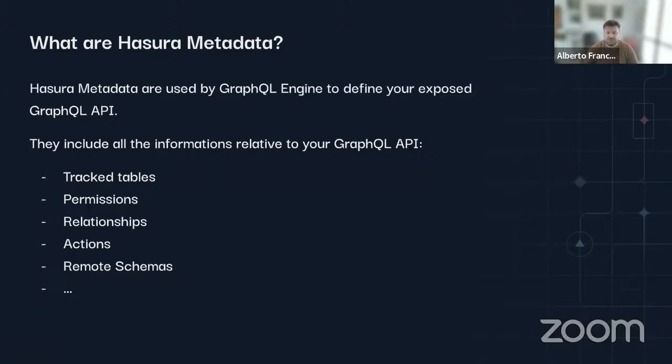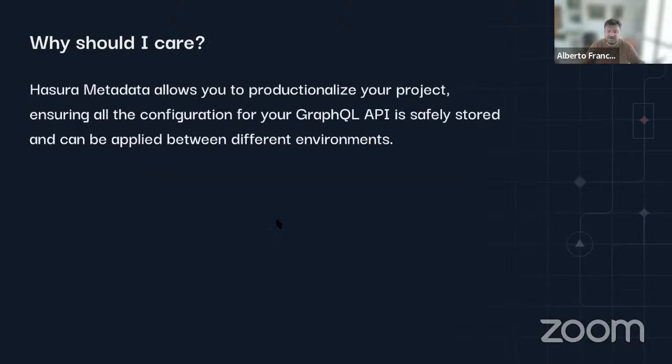Hasura metadata is used by the GraphQL engine to define your exposed GraphQL API. And basically, it contains all the information that is relative to your GraphQL API. So being tracked databases, tracked tables, permissions, relationships, actions, remote schemas, whatever, the definition for it lives in the metadata, okay? And the big next question is, why should I care?